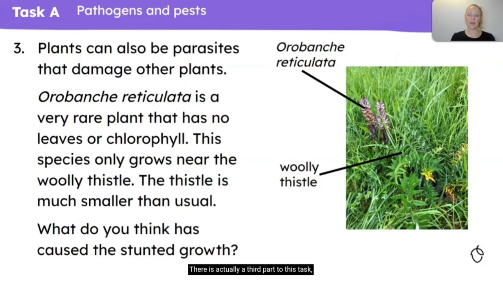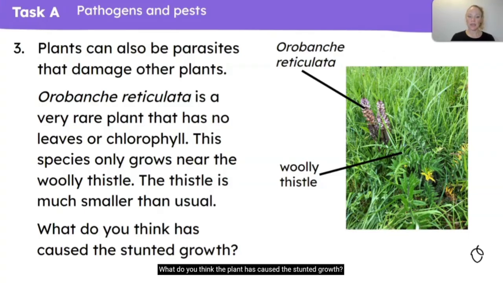There is actually a third part to this task, and this one is all about a plant that is also a parasite. This plant is called Against reticulata, and actually it is extremely rare. It doesn't have any leaves with chlorophyll in like normal plants do. This species only grows near the woolly thistle. You can see that purpley flower there is the Against reticulata, and the woolly thistle is just next to it. Now this species will only grow there, and the thistle will then become much smaller than usual.